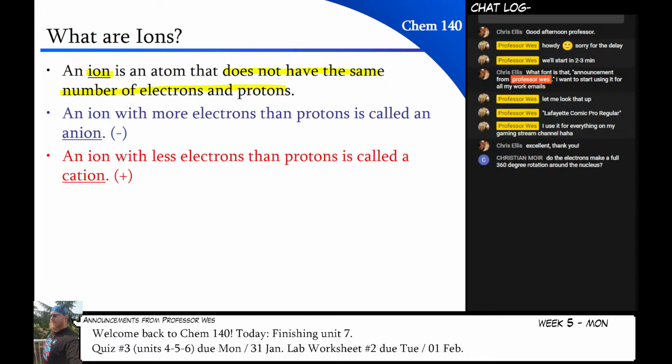On the screen here are some definitions. If you have more electrons than protons, the term that we're going to use is anion, and if you have less electrons than protons, we're going to call that a cation. I believe this is where I did the cat's head paws positive part.